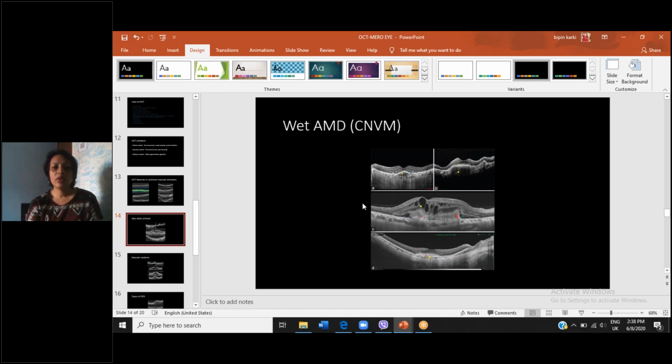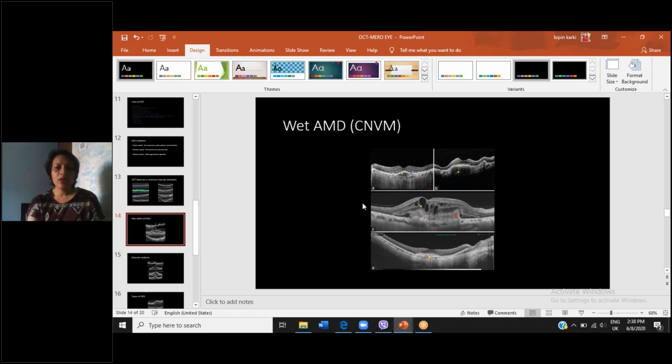So this one is, by the looks of it, macular edema, which could be due to diabetes. It could be diabetic macular edema, or could be due to any kind of vein occlusion involving the macula. So in branch retinal vein occlusion, central retinal vein occlusion, or diabetic macular edema, these kind of pictures are very common on OCT.